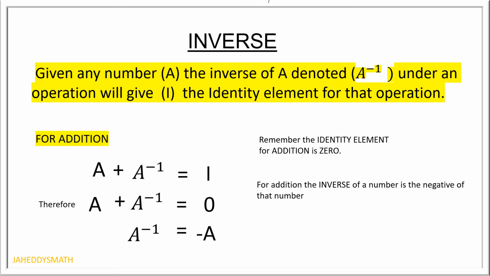Let us look at an example. If we have 3, it is added to its inverse. So, what number added to 3 will give us 0? It must be negative 3. So there we have the inverse of plus 3 is negative 3. And likewise, if we have negative 3 and want to find its inverse, we'll just add positive 3 because that will give us 0.